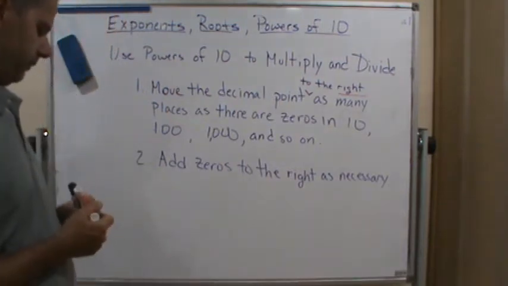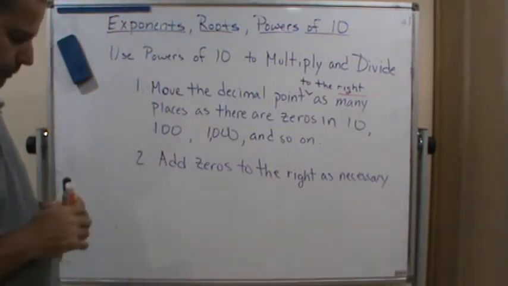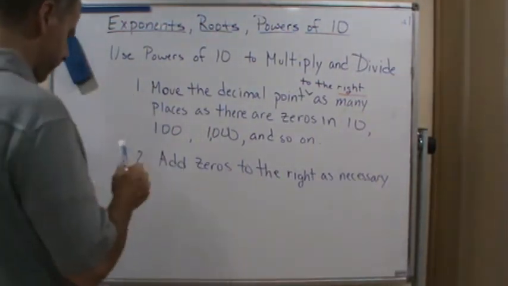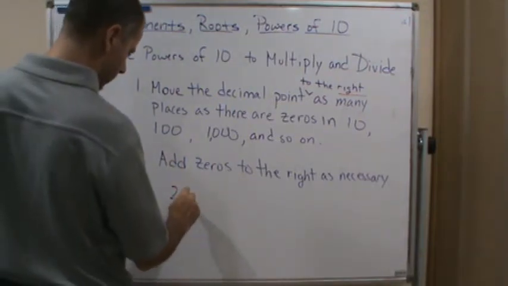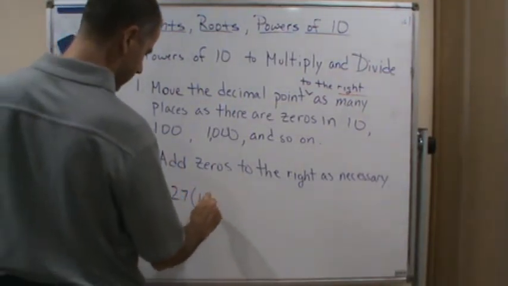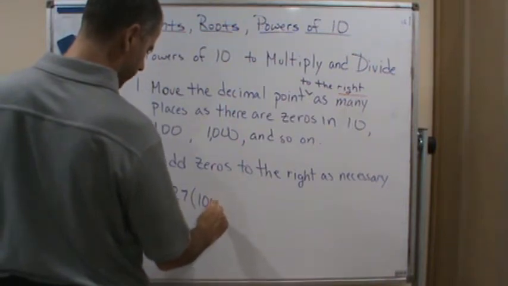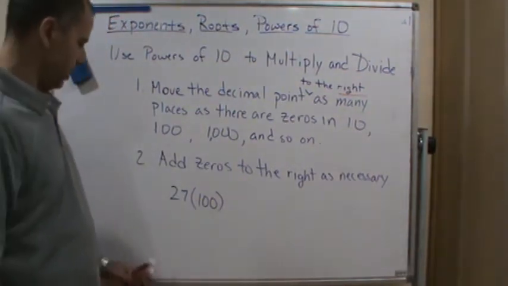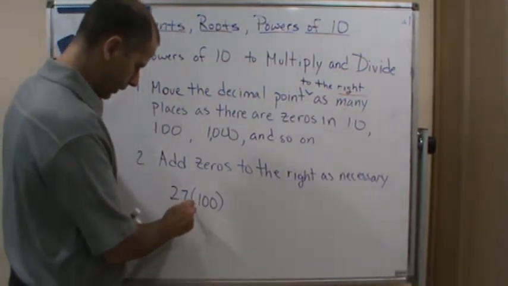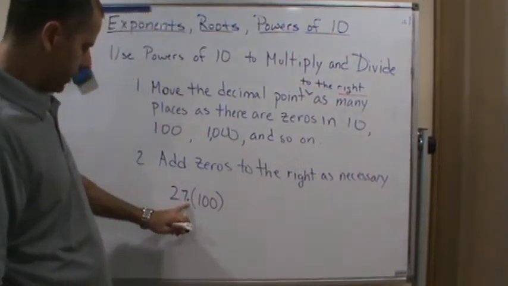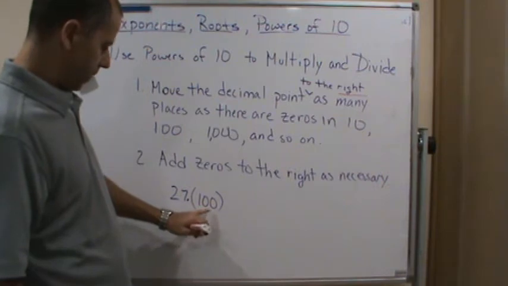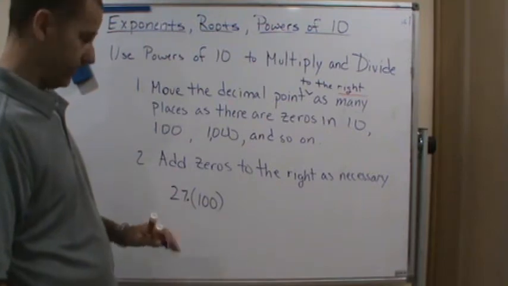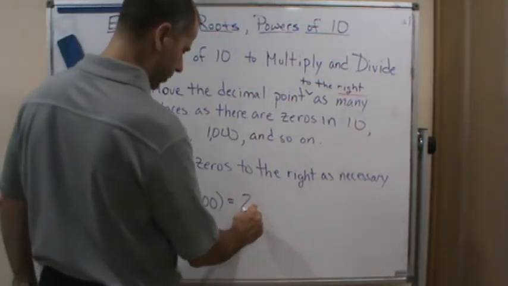So, for example, if I look at multiplying by powers of 10, right? So 27 times 100. Again, we look at a decimal point here. So there's the decimal point. And since there are 2 zeros here, that means we're going to move this decimal point to the right 2 spaces. So this is going to be equal to 27.